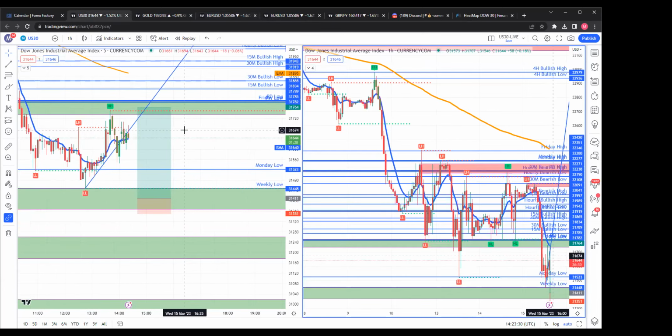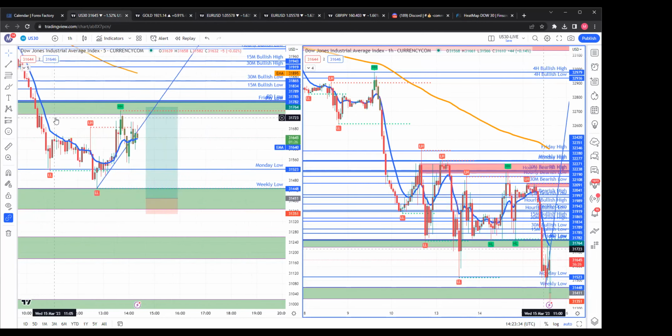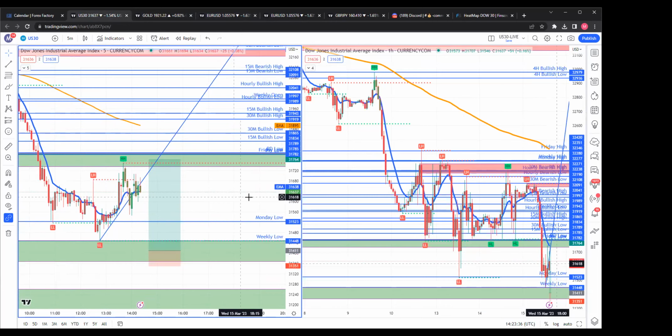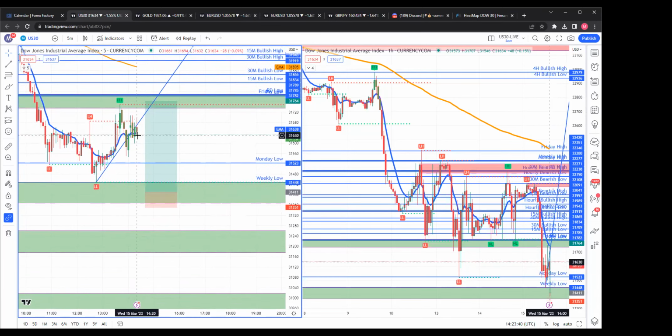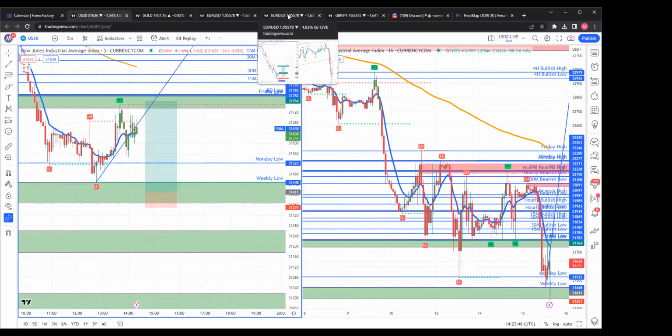US 30, again, nothing. So after huge moves like this, you expect some consolidation and then some move later on. So either we are going to see this thing drop from this trend line, or it can keep respecting the trend line to the upside. So now is a good time.